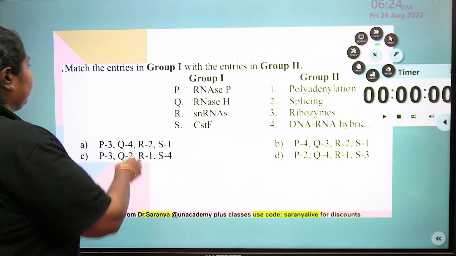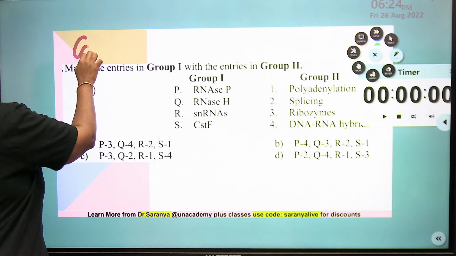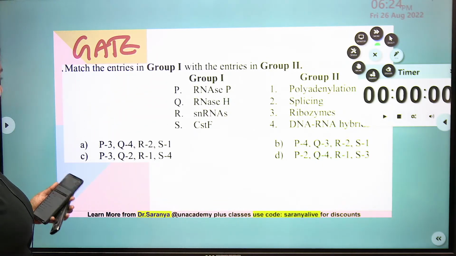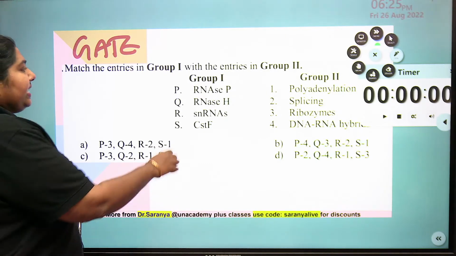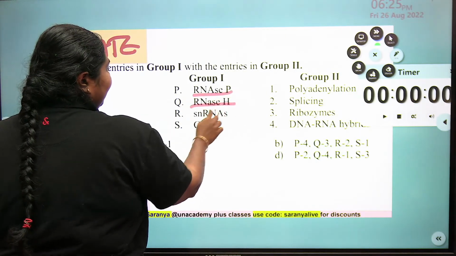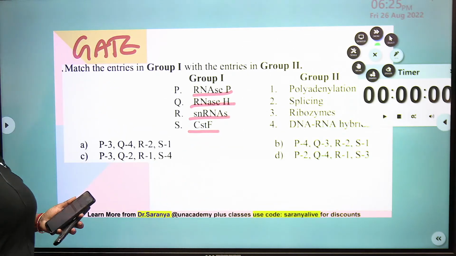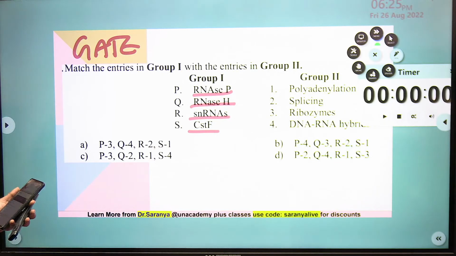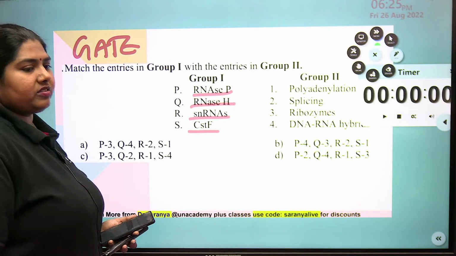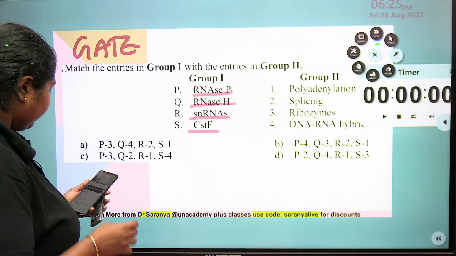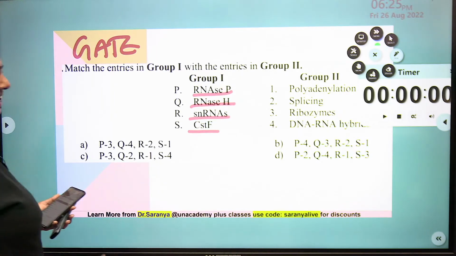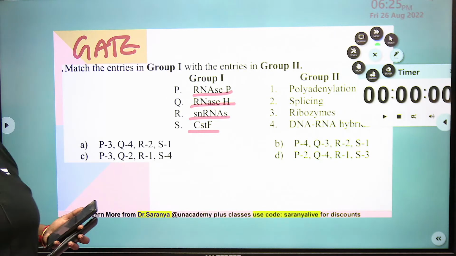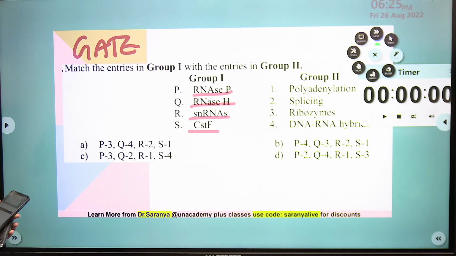So, this is a GATE question, a GATE PYQ. Let us see this question. A similar kind was asked regarding your RNase P, RNase H, snRNA, and then CSTF, cleavage stimulation factor. Is this visible now? The options are polyadenylation, splicing, ribozymes, DNA-RNA hybrid. Come on, everybody in this class.